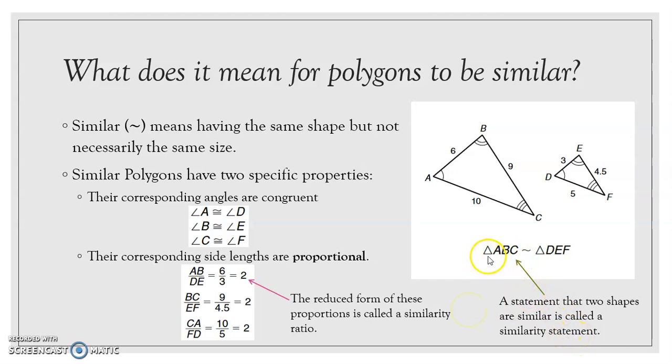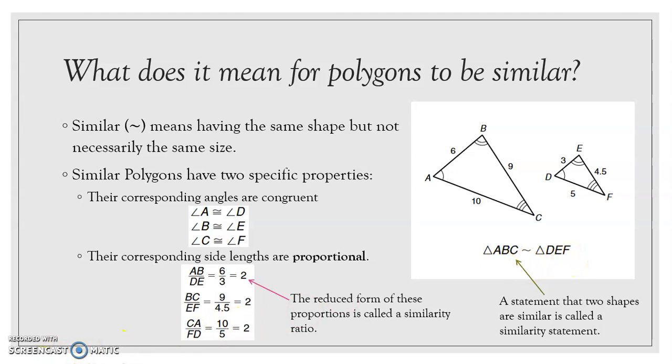Okay, and the last term I have for you is similarity statement. It's a statement that two shapes are similar, and it's very much like a congruent statement. You have to name the corresponding parts in the same order. So A and D corresponded because they were the angles that were congruent to each other. And then B and E correspond because they are also congruent to each other. And then C and F correspond. This is a similarity statement, just saying the shape name is similar to the other shape name.